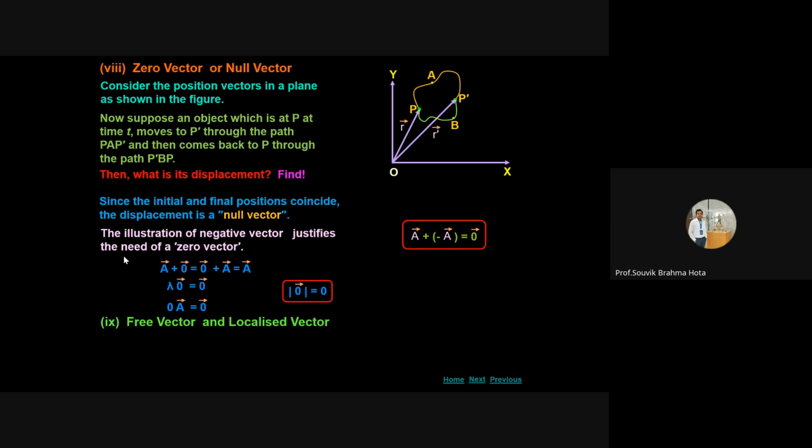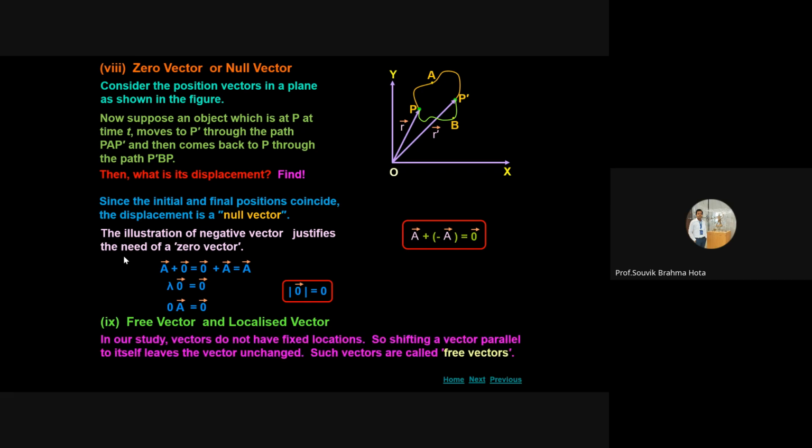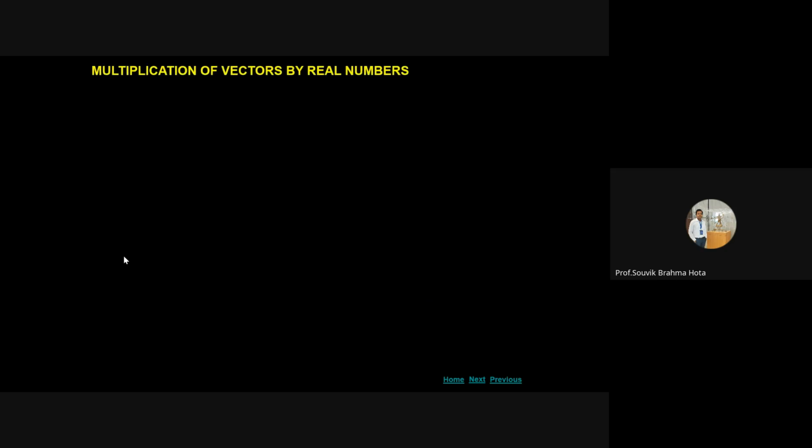Now free vector and localized vector, what are those things? Vectors do not have a fixed location. Shifting a vector parallel to itself leaves the vector unchanged. Such a vector is known as a free vector. However, in some physical applications the location of a vector is important. Such vectors are known as localized vectors. So there are two types, free and localized.